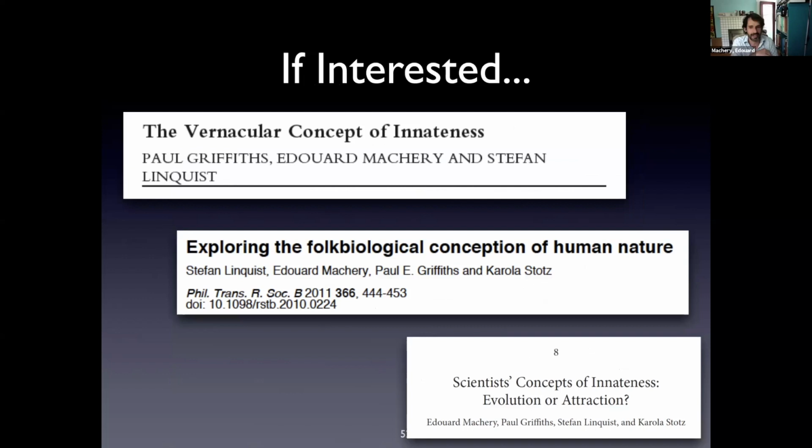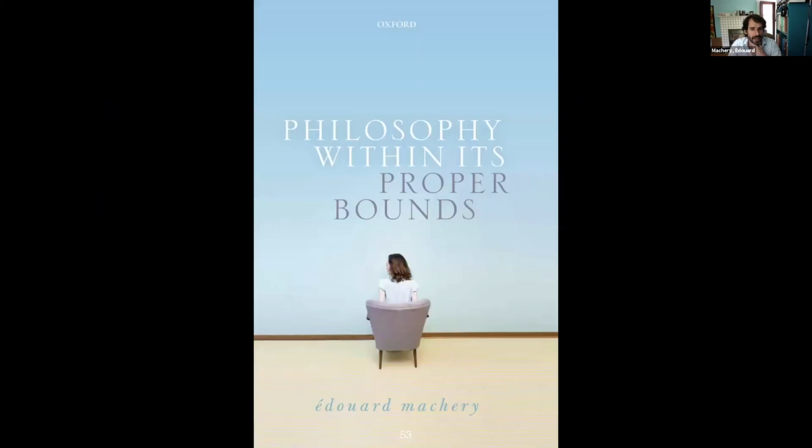If you're interested, that lecture is partly based on the following papers. The first one was published in Mind & Language. The second one is in the Philosophical Transactions of the Royal Society B. And the third one, the one on scientists, is in a recently published book on experimental philosophy of science. Part of the discussion also draws to some extent, but there's a lot that is new, on chapter 7 of Philosophy Within Its Proper Bounds.